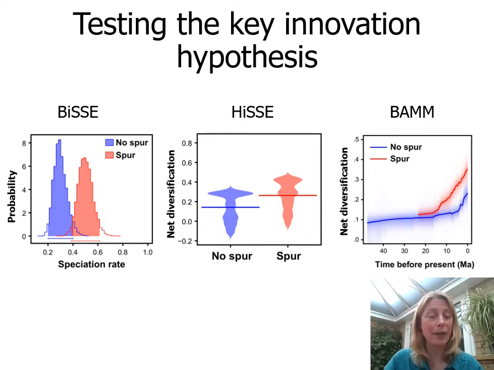with nectar spurs. Similarly, in this middle analysis here, we've looked at total diversification rate in the group without spurs and in the group with spurs, and it's higher for the group with spurs than it is for the group without. And in the third analysis on the right-hand side here, we've looked at diversification rates over time, and in the groups without a spur, it's lower, it's higher in the ones with a spur. So all of these different analyses show us that actually having a nectar spur helps you speciate quicker, it generates more species more quickly, and it fits with the idea of the nectar spur as a key innovation.